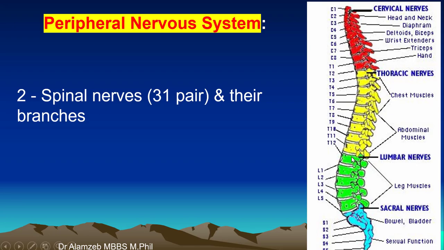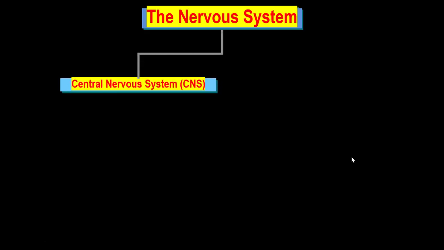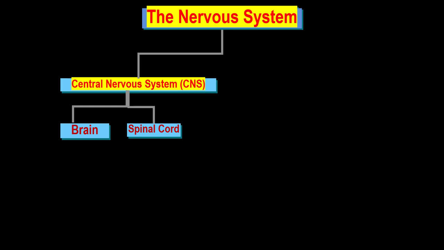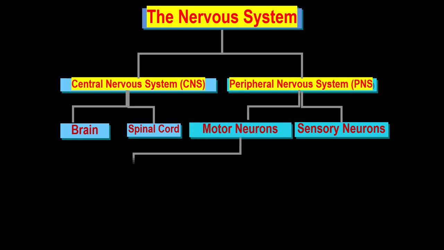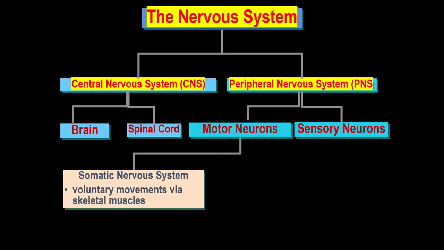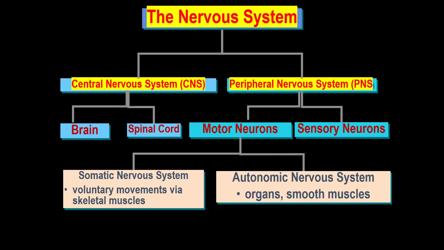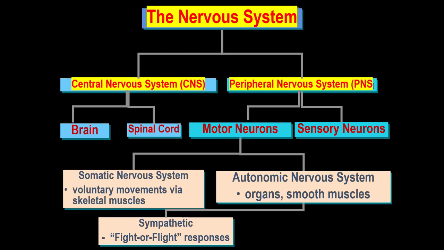So the nervous system is divided into the central nervous system, which is further subclassified into brain and spinal cord, and the peripheral nervous system, subclassified into sensory nervous system and motor nervous system. The motor nervous system is again classified into the somatic nervous system, which is responsible for voluntary movements via skeletal muscles, and the autonomic nervous system, which is responsible for control of organs consisting of smooth muscles.